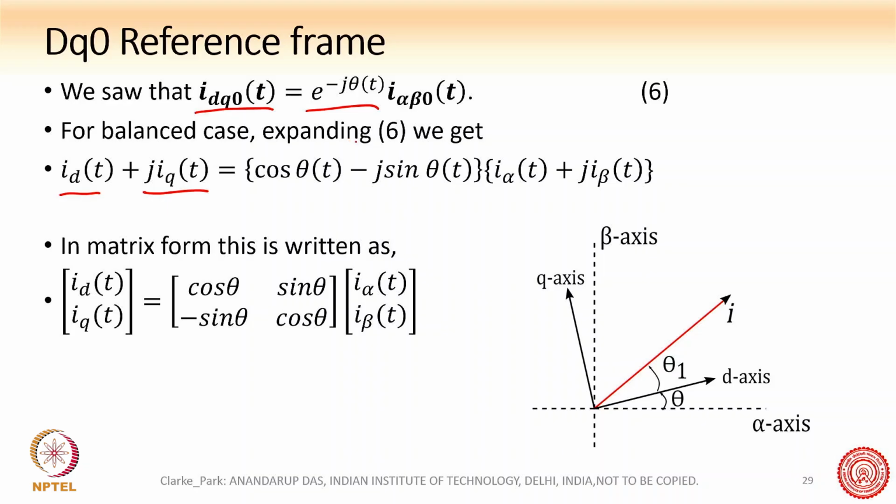So for the balanced case, expanding this, what we will see is cos theta minus j sin theta into I alpha plus j I beta, and in matrix form you can write id and iq with cos theta and sin theta like this. So when you know I alpha beta, you can find out what id and iq are, provided you know theta. Theta is the angle by which the d axis is leading the alpha axis in this diagram.